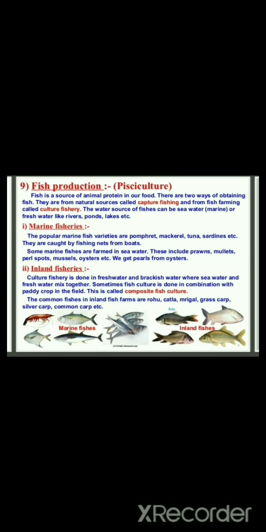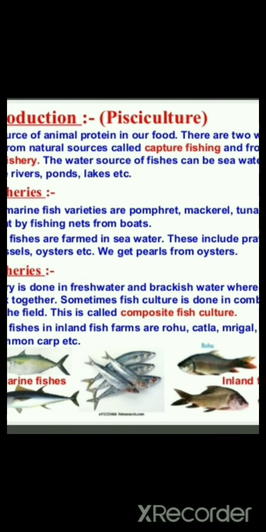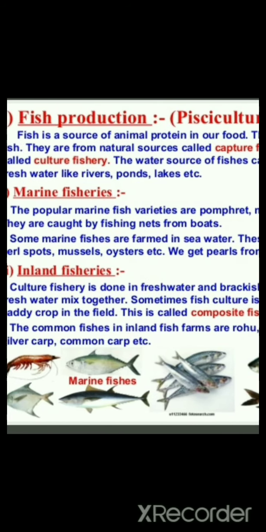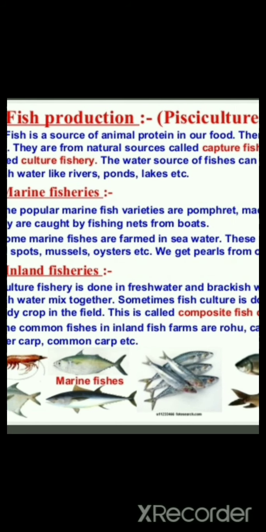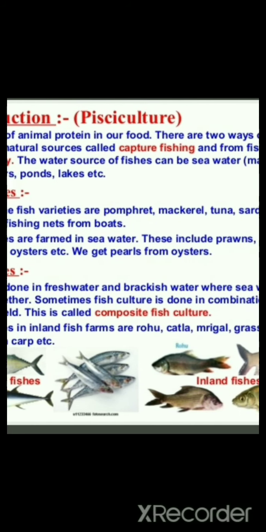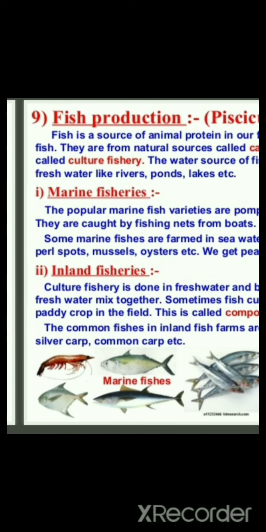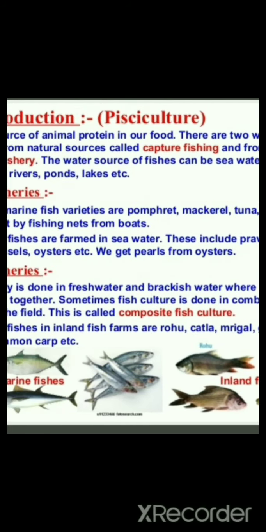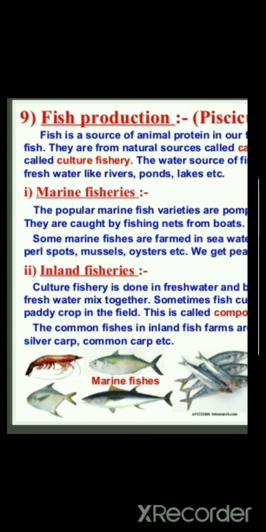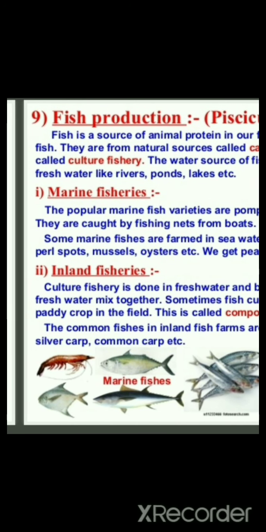Fish production is called pisciculture. Pisciculture is a source of animal protein. There are two ways of obtaining fish: from natural sources, called capturing fish, and from fish farming, called culture fishery. The water source of the fish can be sea water, that is saline or marine water, or fresh water like rivers, ponds, and lakes.